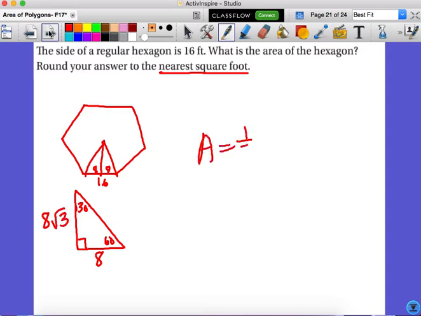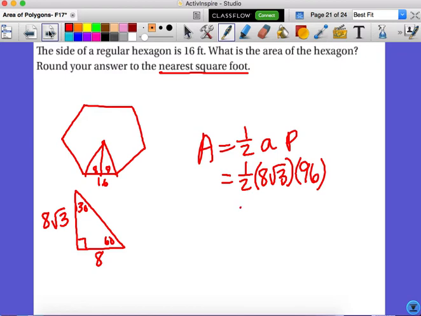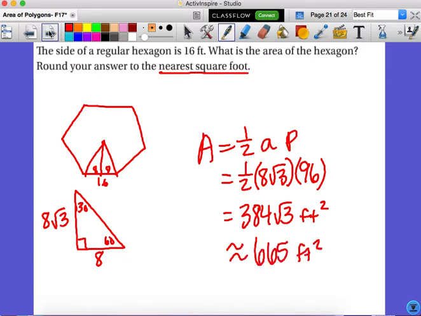So my formula, 1/2 the apothem times the perimeter. My apothem I just found to be 8 square roots of 3. And my perimeter, I've got 16 all around that 6 times. So 96. So 1/2 of 8 times 96 is 384 with the square root of 3 still attached. Our units here are feet squared, but it does say to round this particular one, so we're going to go ahead and type that in our calculator, and to the nearest square foot, we have 665 square feet.